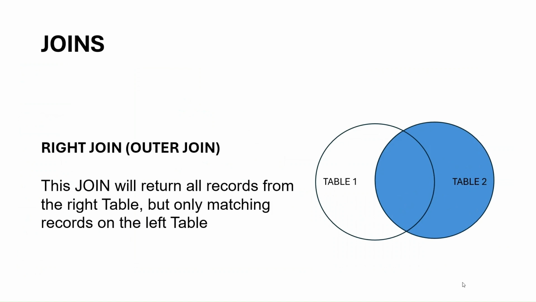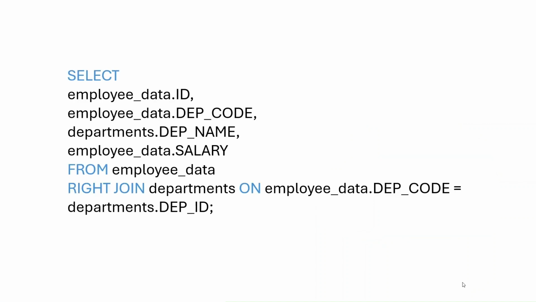Moving on to the other type we're going to discuss, this is the right join, which is a type of outer join. This type of join will return all records from the right table, but only matching records from the left table. We're still going to use the same query we used for the inner join, but the only difference is we are now going to make this a right join instead of an inner join.